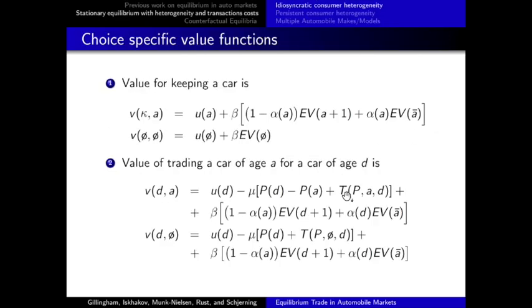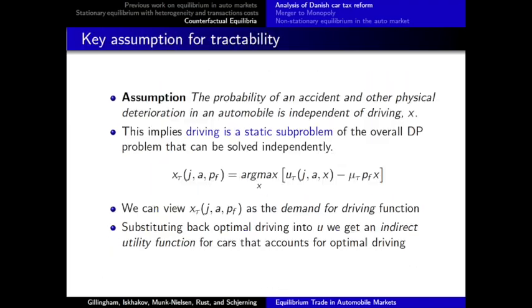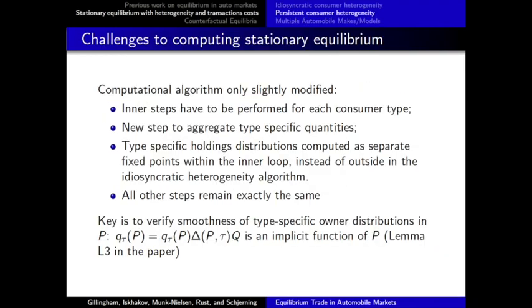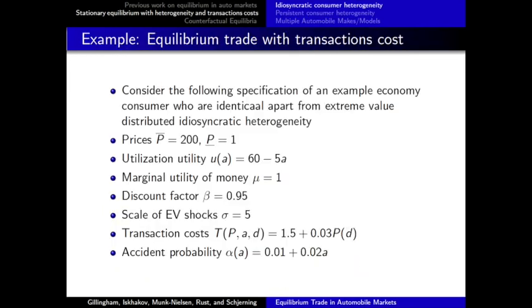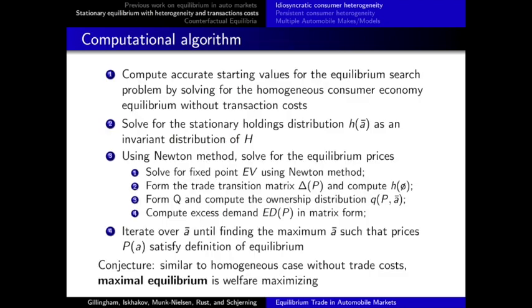Once you have that, that's an excellent starting value guess for the price function in the model with transactions cost and consumer heterogeneity. It turns out to be a really good guess. So this is your good guess or your starting value. That's general advice: you start with the solution for the simpler model that you can solve that is nested in the problem you're looking at.